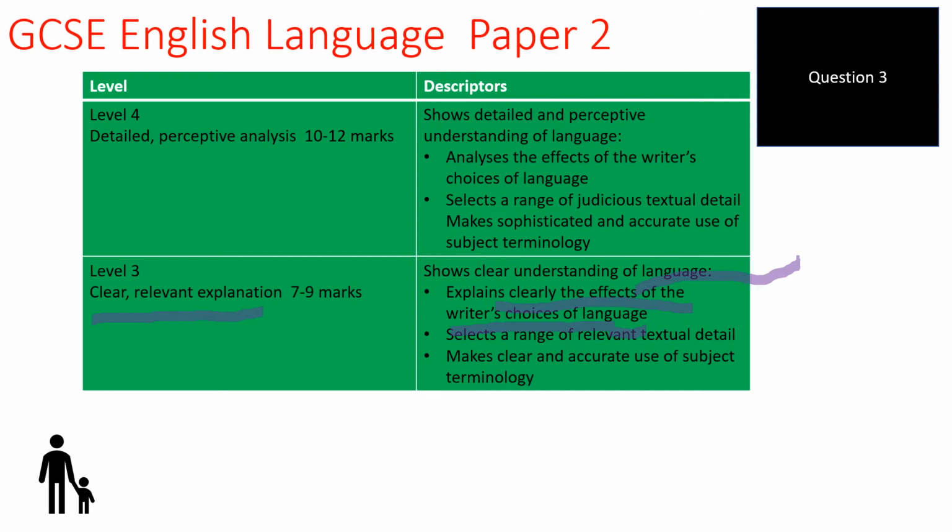size of something. So really, for level 3 and to get 7 to 9 marks, what you need to be doing is you need to be explaining what the writer is doing and why they're doing it. And again, you've got quotes and you've got to use subject terminology.